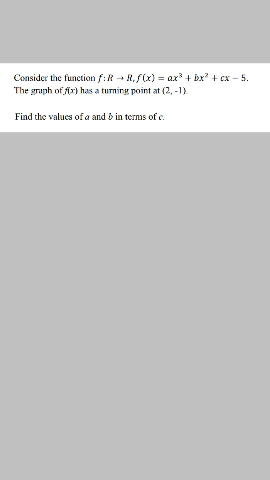We need to find the values of two variables, so we need to write down two pieces of information. The first information we know is that when x is equal to 2, y or f of x is going to equal minus 1, and we can write this as f of 2 is equal to minus 1. The second information we have is that we have a turning point at this point, and so we can say that the derivative f dash of 2 is going to equal 0.